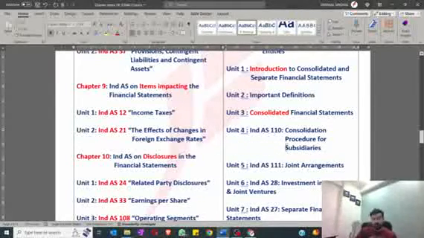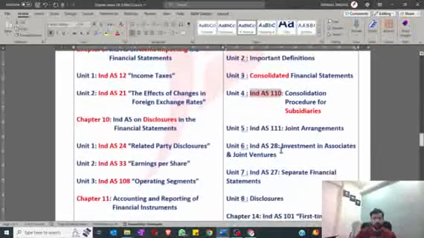Subsidiaries are those entities which are under the control of the parent. Those are called subsidiaries. So Ind-AS 110 deals with the procedure for consolidation of subsidiaries. Then there is Ind-AS 111. It deals with joint arrangements. For example, joint ventures.